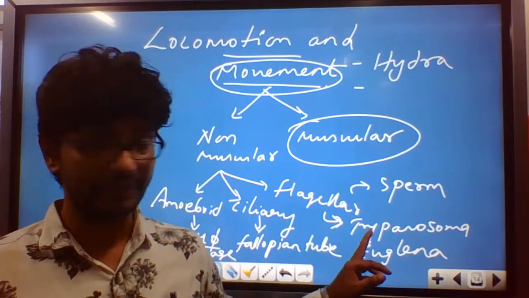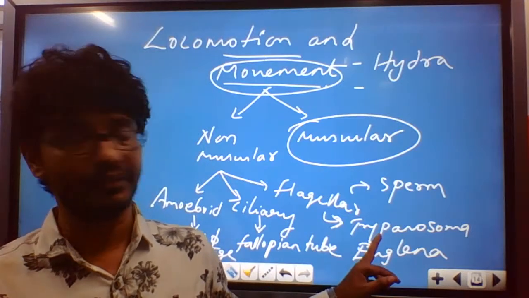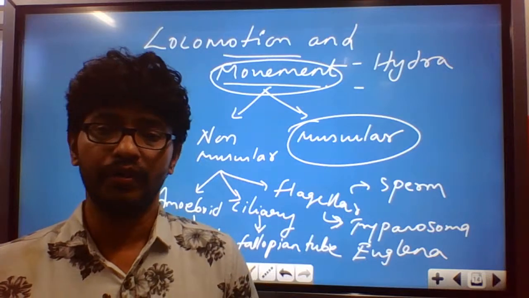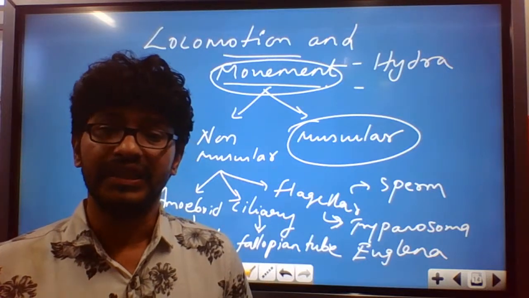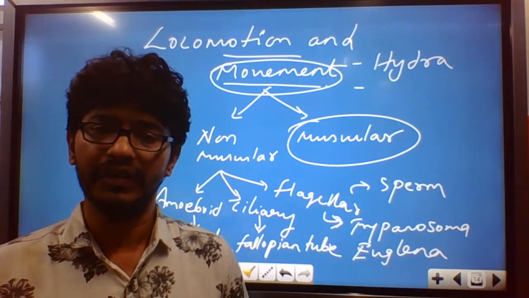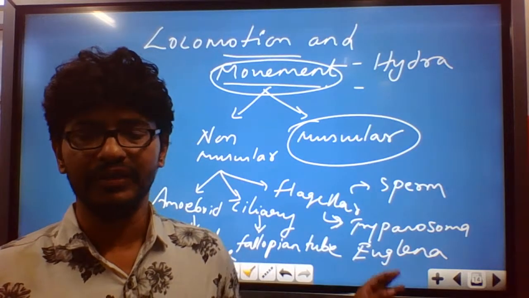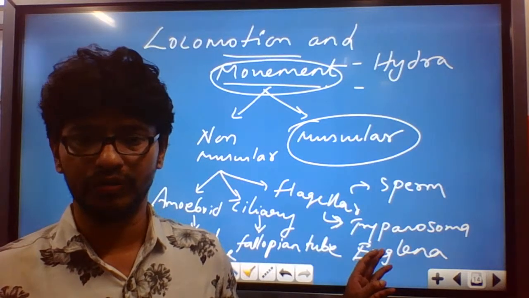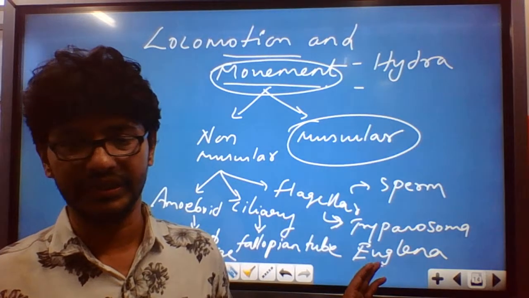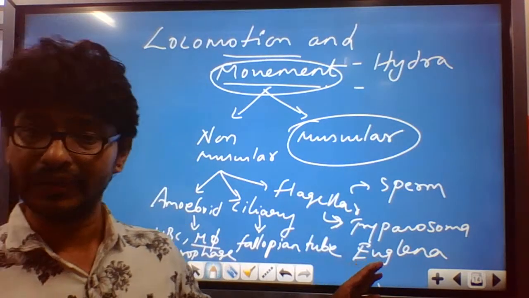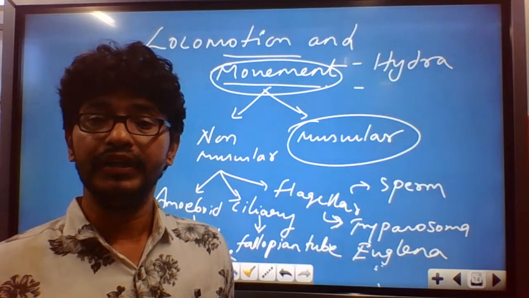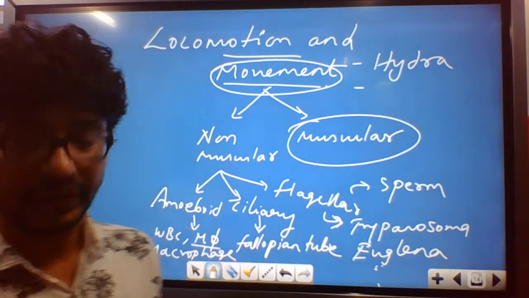Trypanosoma is a type of protozoa. Protozoa you would have studied, like Trypanosoma brucei and Trypanosoma cruzi, and you would have studied Chagas disease. Chagas disease we'll discuss in detail when we come to human health and disease. So Trypanosoma is actually a flagellate, a protozoa. Euglena you already studied, and it is also a protozoa. Coming to hydra, it shows looping, floating, somersault, different types of movement.